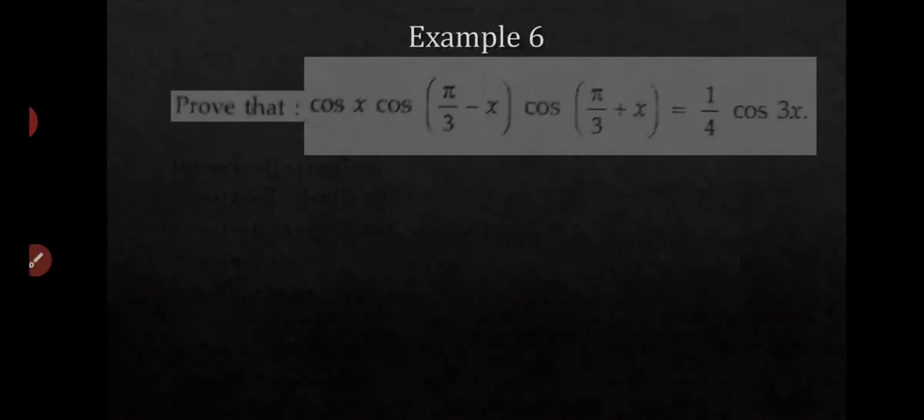Number 6. Cos x into cos pi by 3 minus x into cos pi by 3 plus x, that is equals to 1 by 4 cos 3x. Now this is one of a kind problem, one of the typical problems of this part of the topic. So we start off with the left hand side, and you can see here that I have cos pi by 3 minus x into cos pi by 3 plus x.